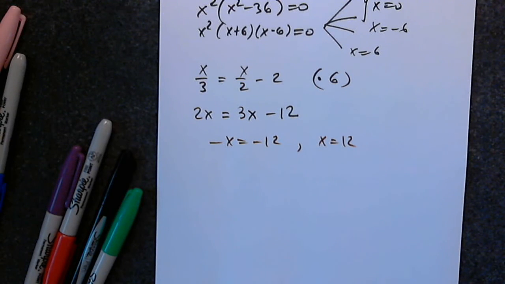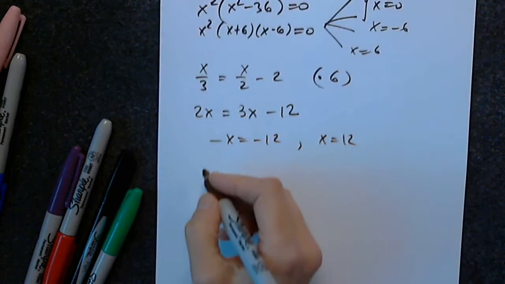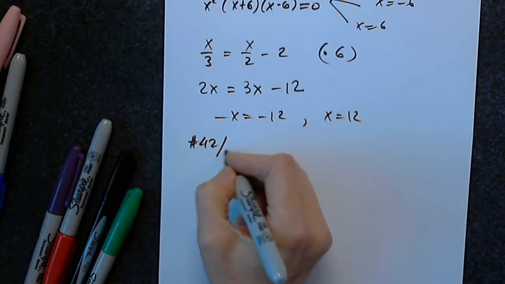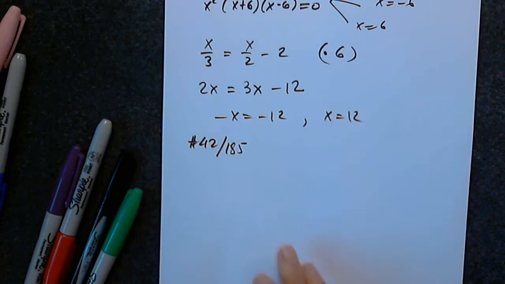Okay, so we are back to section 1.6, and you can always stop me if you have other questions. So we looked at 2 types. We looked at polynomial and radical. So I have other situations, like, for example, 42 on page 185.